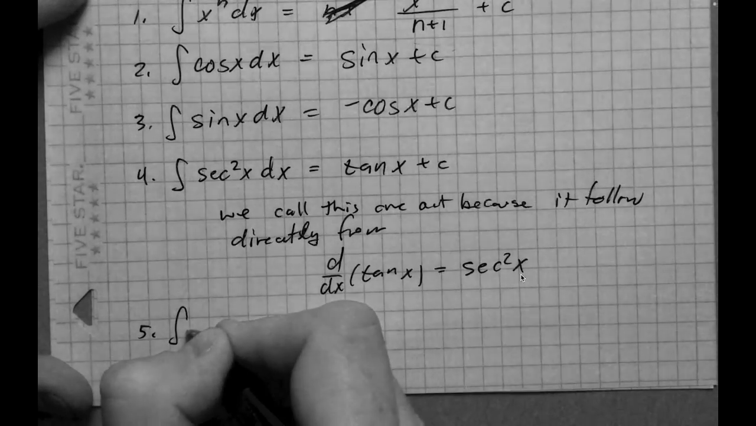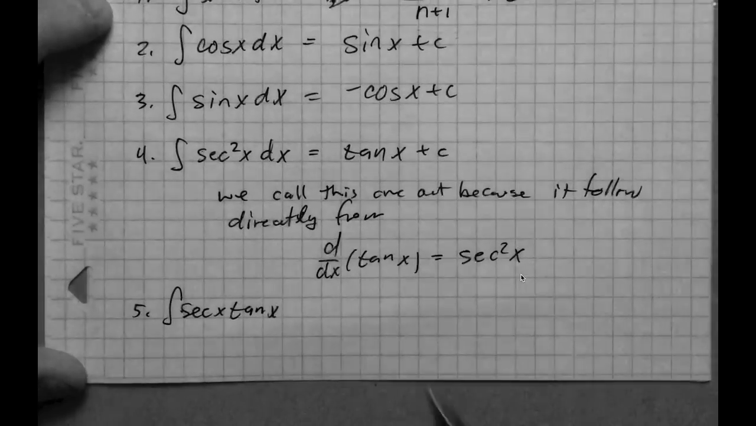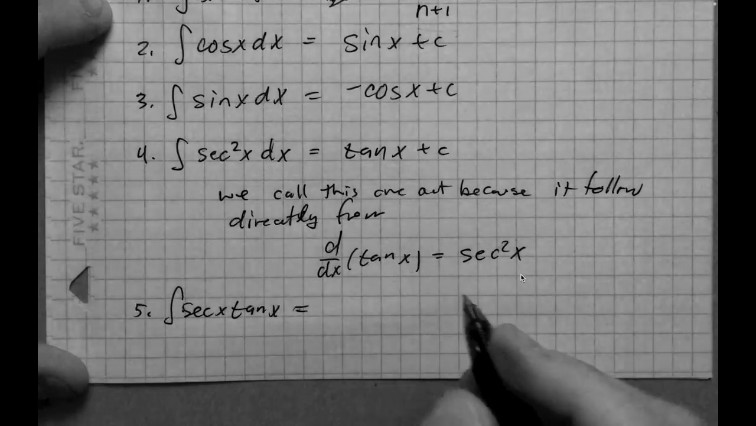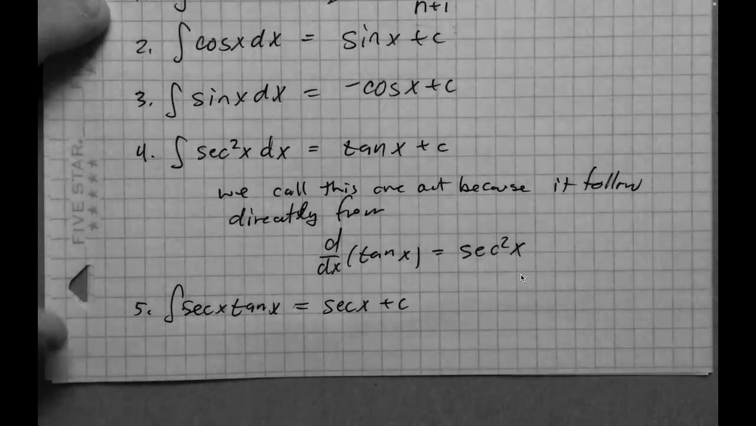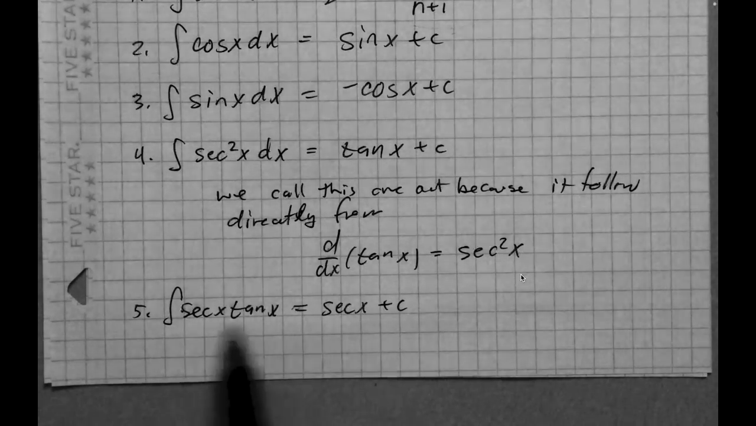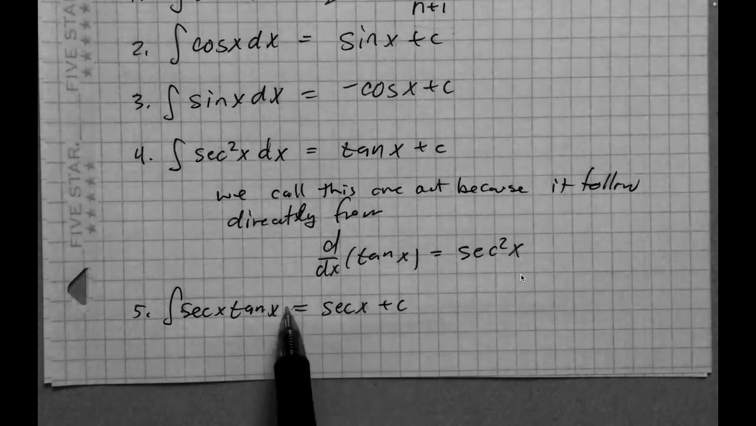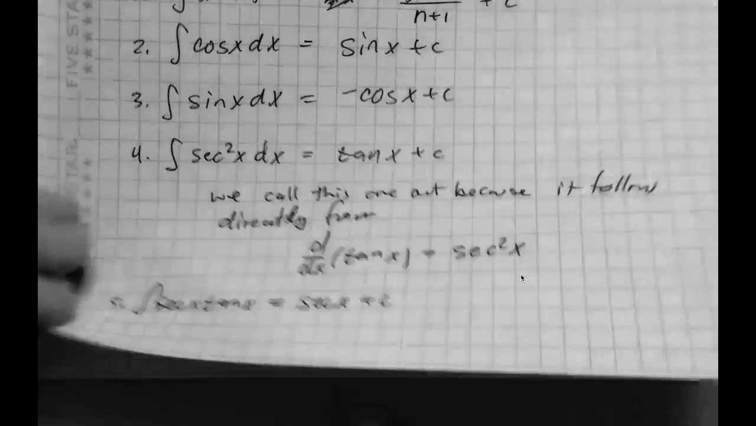So the integral of secant x tangent x is equal to secant x plus the constant. And again, for the same reason, right? Because the derivative of secant is this. So the derivative of this guy is this guy, and that's why we're calling it out.